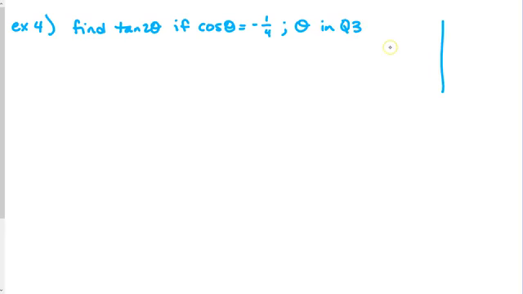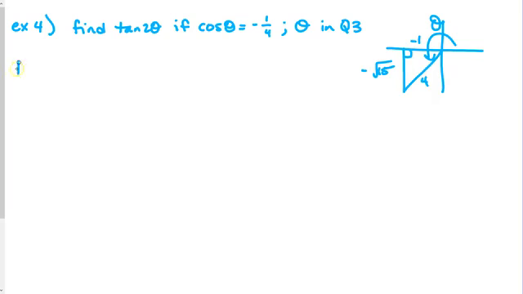Okay, so reference triangle, quadrant 3, here's the terminal side. That whole angle is theta. Here's a reference triangle. Cosine would be adjacent over hypotenuse. Do the Pythagorean theorem and you end up with square root 15 for your opposite. And let's put a negative on there.